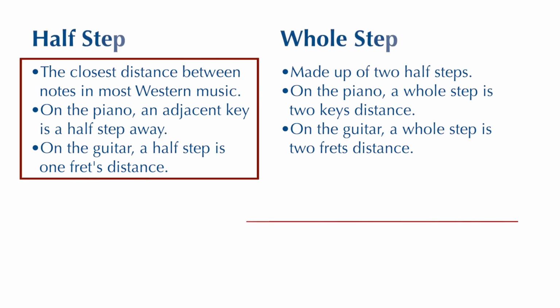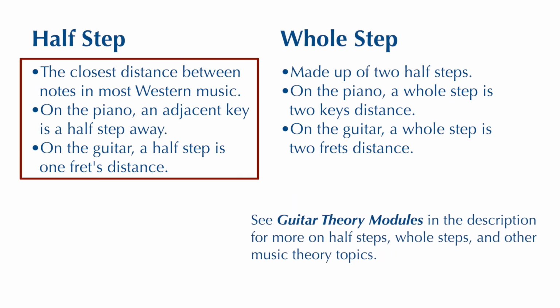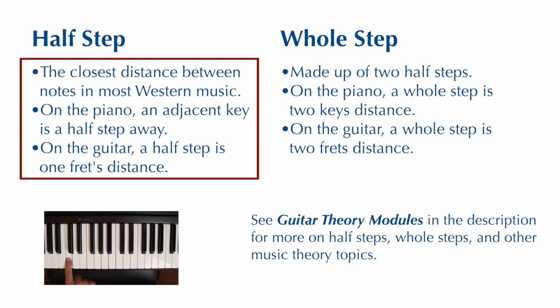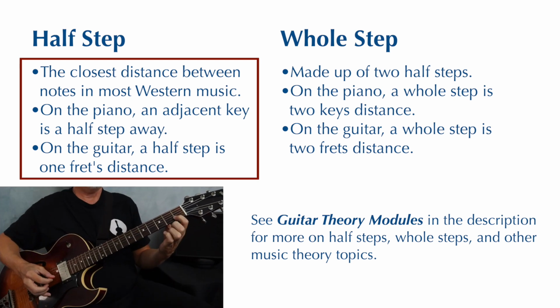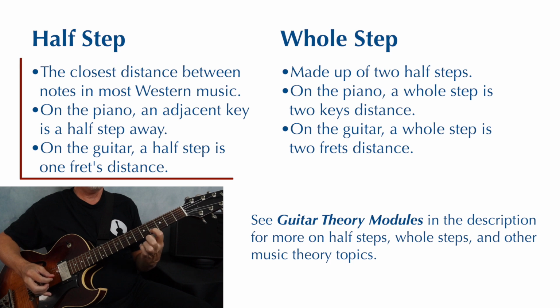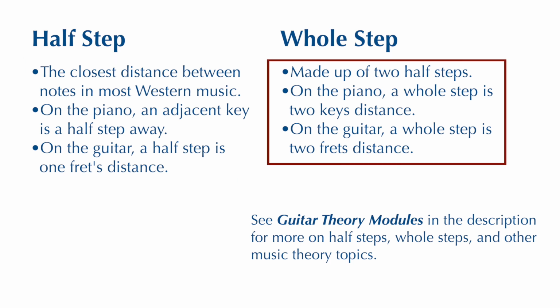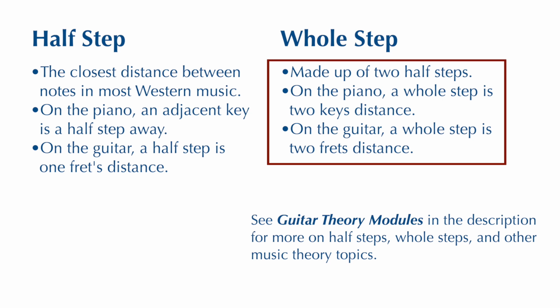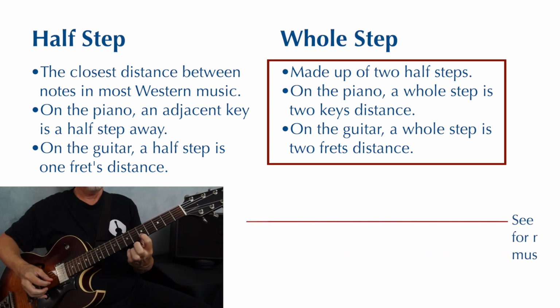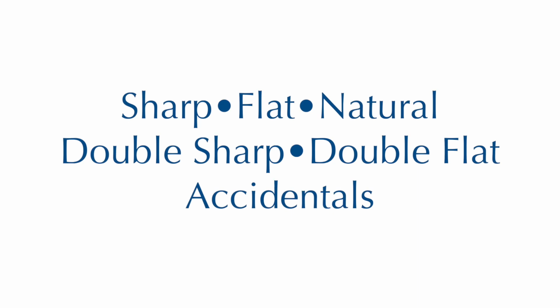In most Western music, a half step is the closest distance between two notes. On the piano, a half step is the neighboring key. On the guitar, a half step is the distance of one fret. A whole step is made of two half steps. On the piano, a whole step is two keys away. On the guitar, a whole step is the distance of two frets.